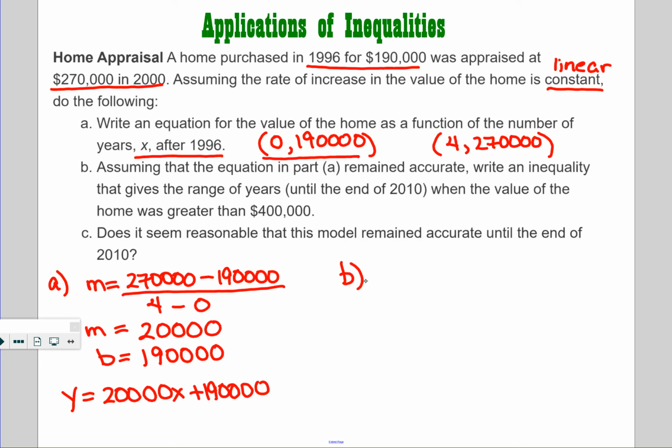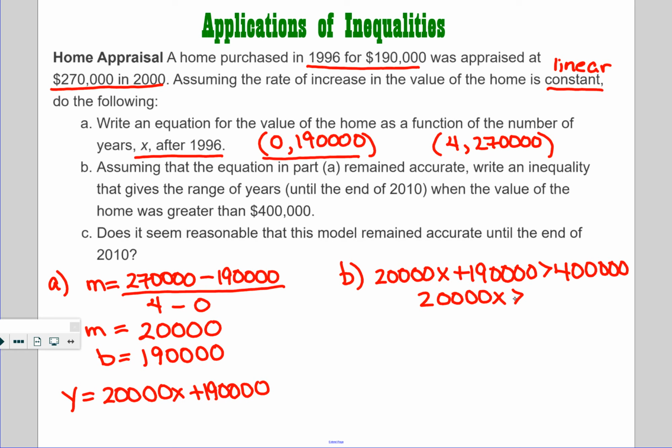Part B says, assume the equation in Part A remained accurate. Write an inequality that gives the range of years until the end of 2010 when the value of the home was greater than 400,000. Remember, y here is the value of the home. So we're going to take our equation and we want to know when that is, again, greater than 400,000. So to solve, we want to subtract 190,000 on both sides.